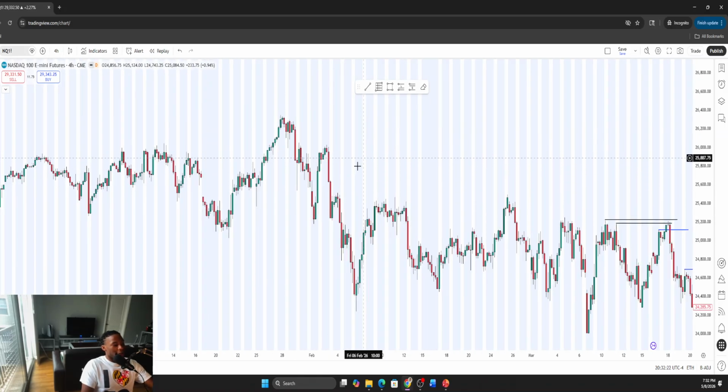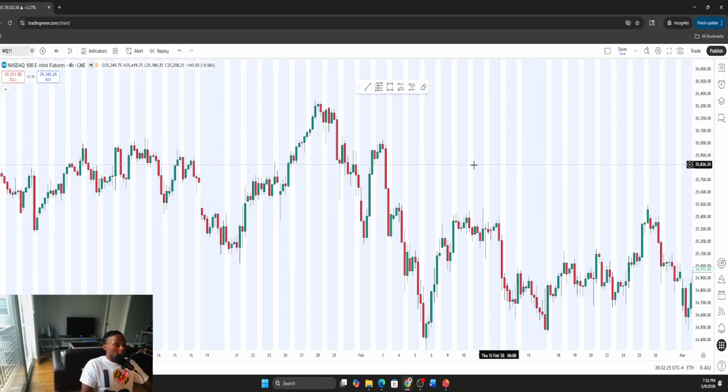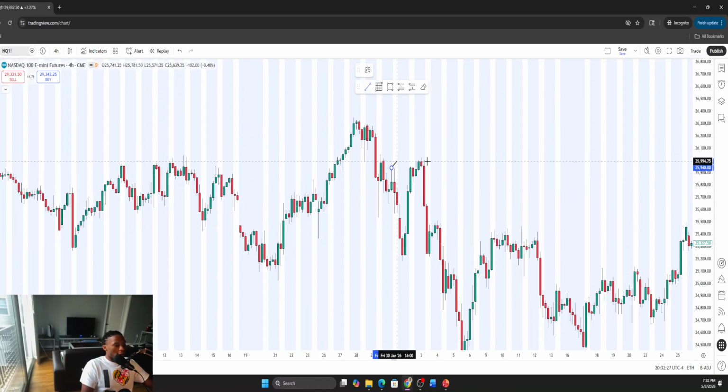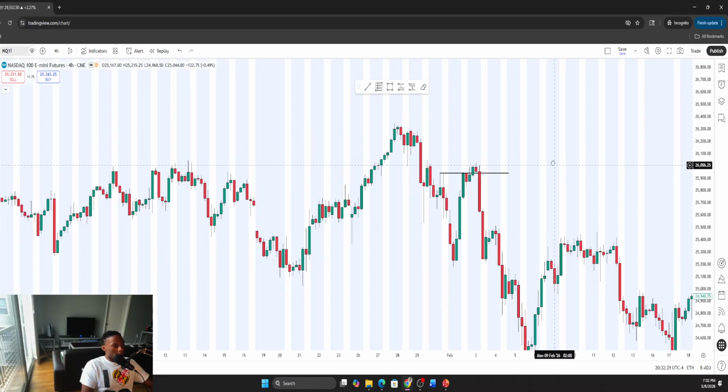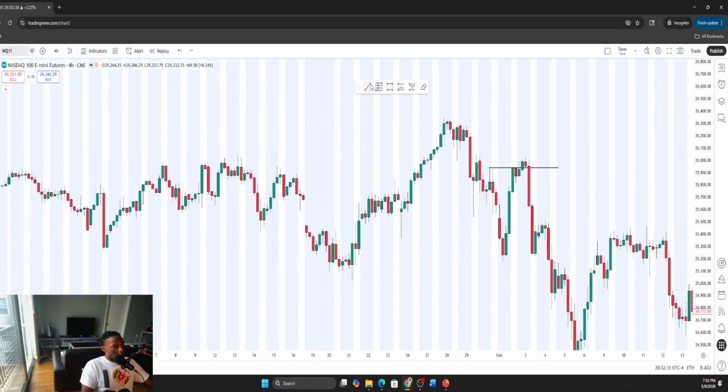For us to actually convert and make the actual move that we want to make, we are looking to grab liquidity at these highs, right? Guys, liquidity exists everywhere on the market. You can literally start drawing it right now, right?